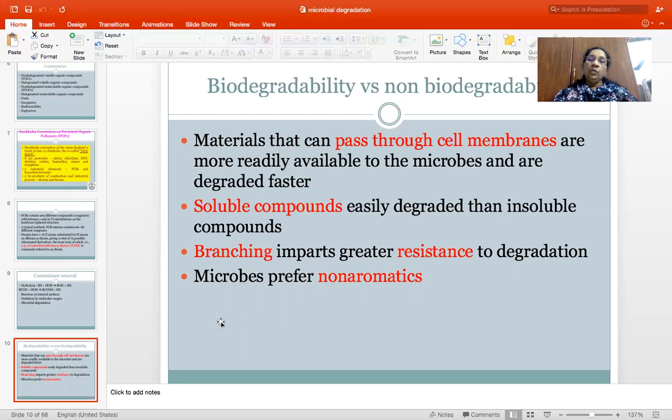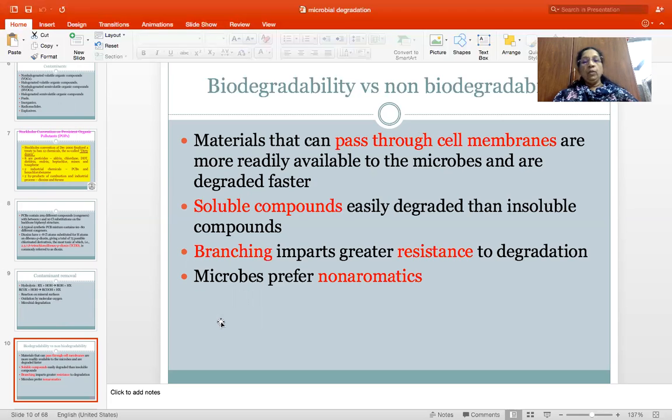And also soluble compounds, that is water soluble compounds, are more easily degraded than insoluble compounds, because water soluble compounds can easily be bioavailable. And branching imparts more resistance to biodegradation, because if any particular compound has several branches, then the microbe finds it very difficult to degrade.